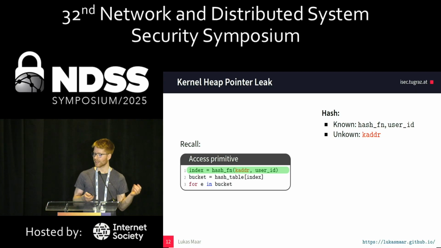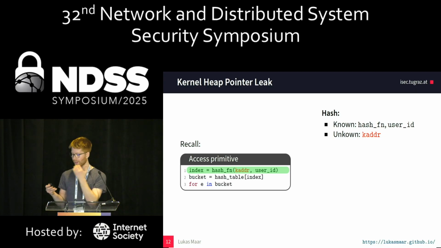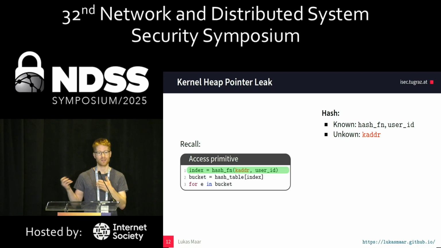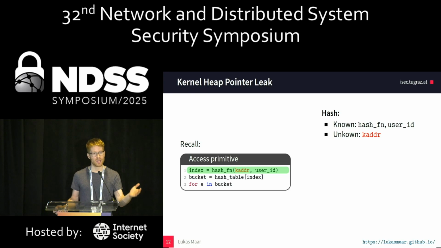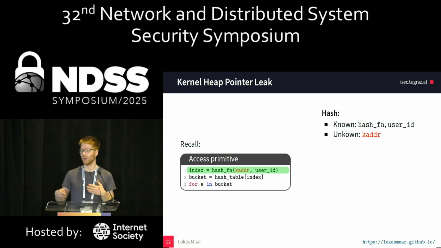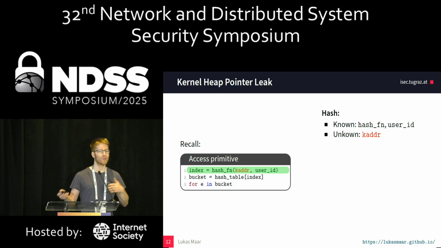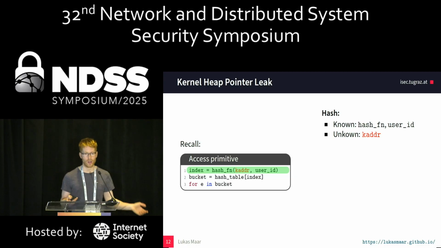When analyzing the hash, we know the hash function because we can look it up in the Linux source code. We know the user identifier because it's a syscall where the user identifier is the input from the user space. What we don't know is the kernel address.